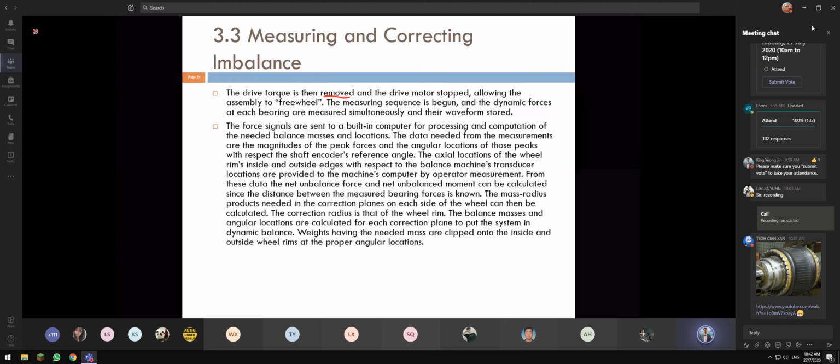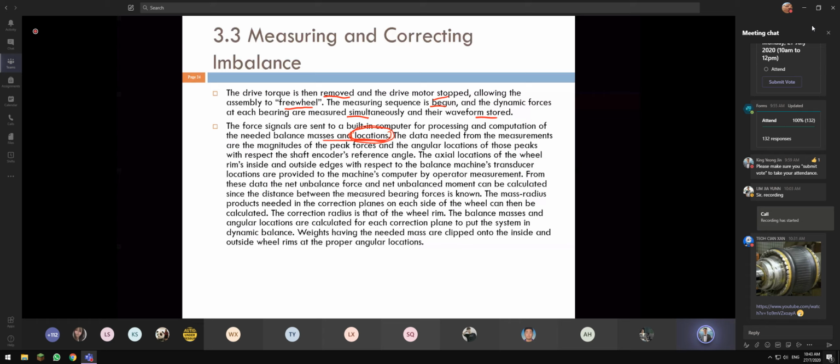Then the measuring starts, and the dynamic force at each bearing can be measured simultaneously, and their waveforms are stored. Okay. The force signals are sent to built-in computers for processing and computation of the needed balance mass and its location. Location normally we refer to as the angle. As I mentioned, because of the wheel, most of the time the only location you can put the balancing mass is at the outer part of the rim itself.